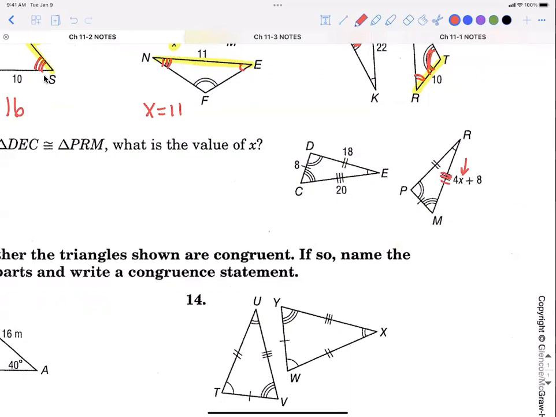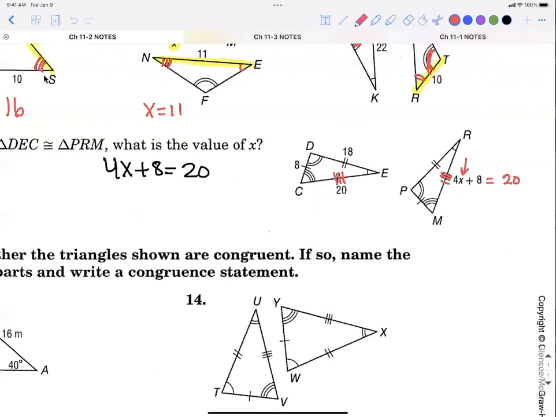So let's find the triple slash on this side. And what does it tell us about the length of that side? What's it equal? 20. So we know that 4X plus 8 has to equal 20 because it has to equal the other congruent triangle. So over here, we've got 4X plus 8 equals 20.